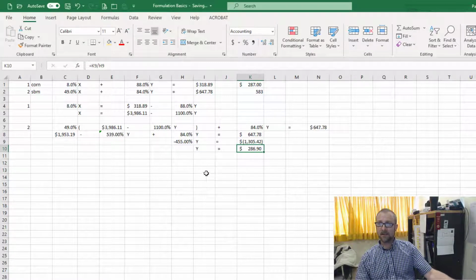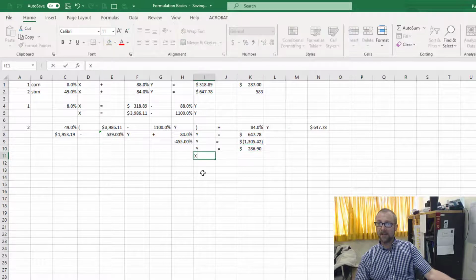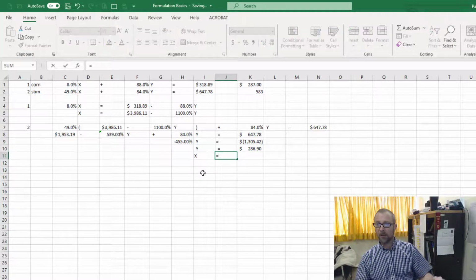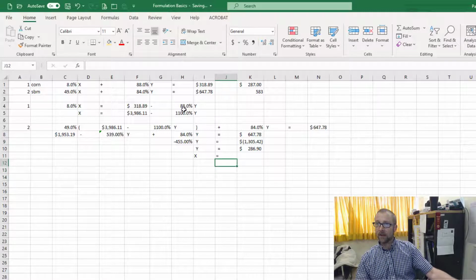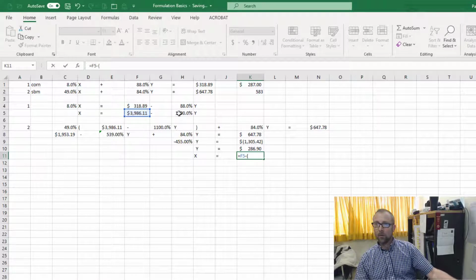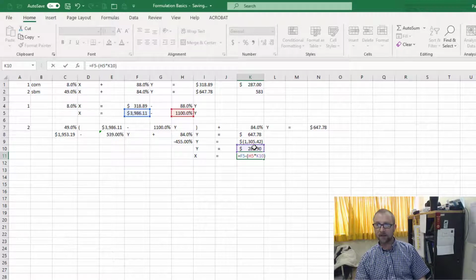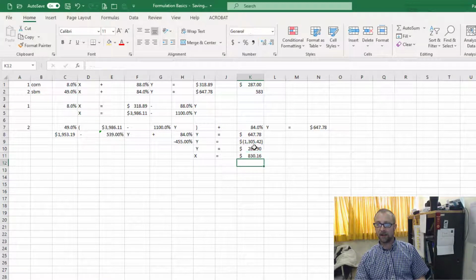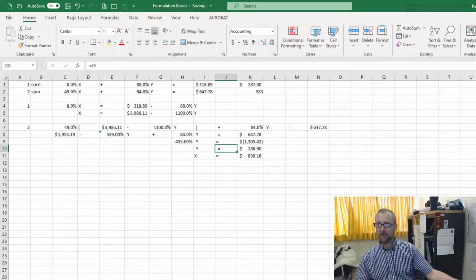That basically is telling you the value of 1 unit of TDN, because remember y stands for the TDN, is the $286.90. Now if we want to find out what the x equals, we can go back and calculate it using this equation right here, because we have a y and an x there. So I am going to do equals 3,986 minus that number times what we found out for y, and hit enter, and I get $830. So that means x is worth $830, y is worth $286.